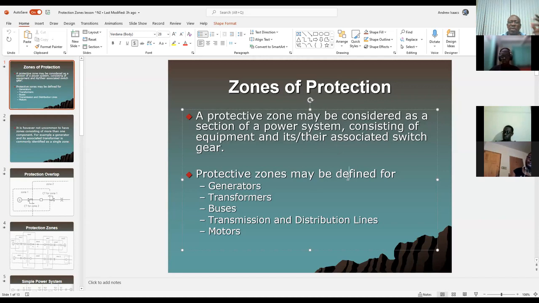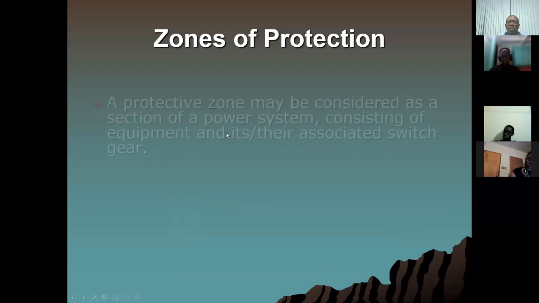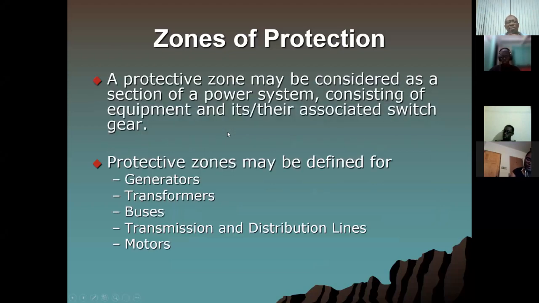So for protective zones, we have zones for your generator, your transformer. We also have it for buses, transmission lines, distribution lines, and in many instances, motors, because when you have a fault with a large motor on the system, it behaves like a transformer. Your synchronous motors are going to supply energy to the system. So we have to take into consideration large industrial facilities.